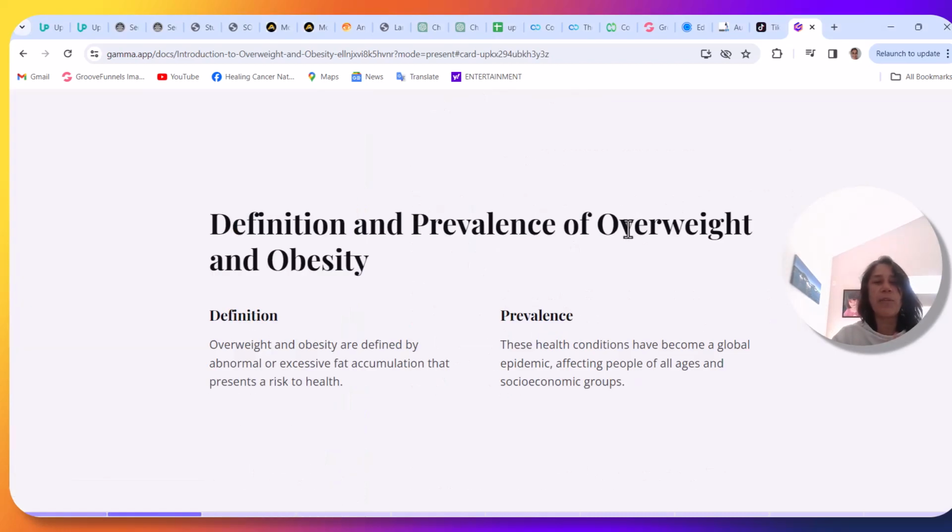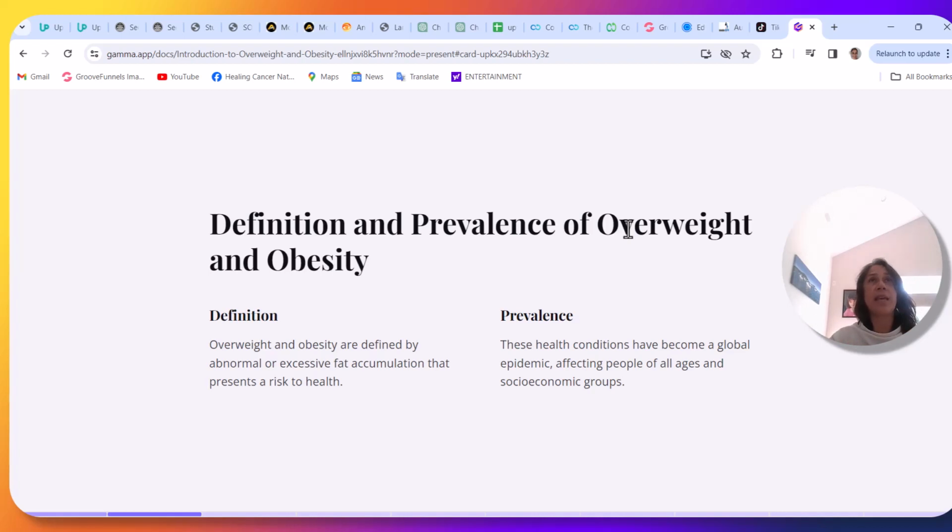Definition and prevalence of overweight and obesity. Overweight and obesity are defined by abnormal or excessive fat accumulation that presents a risk to health. You have to understand that overweight and obesity is always related to health risk, so it's never defined separately. Unfortunately, overweight and obesity always put your health at risk, especially the body fat around the abdominal cavity. That's the worst fat that you can get.